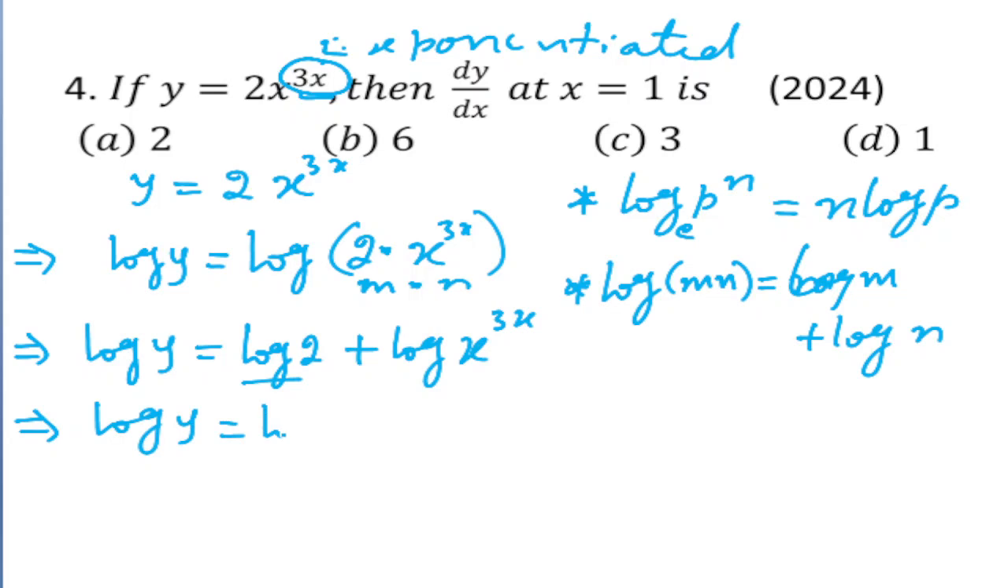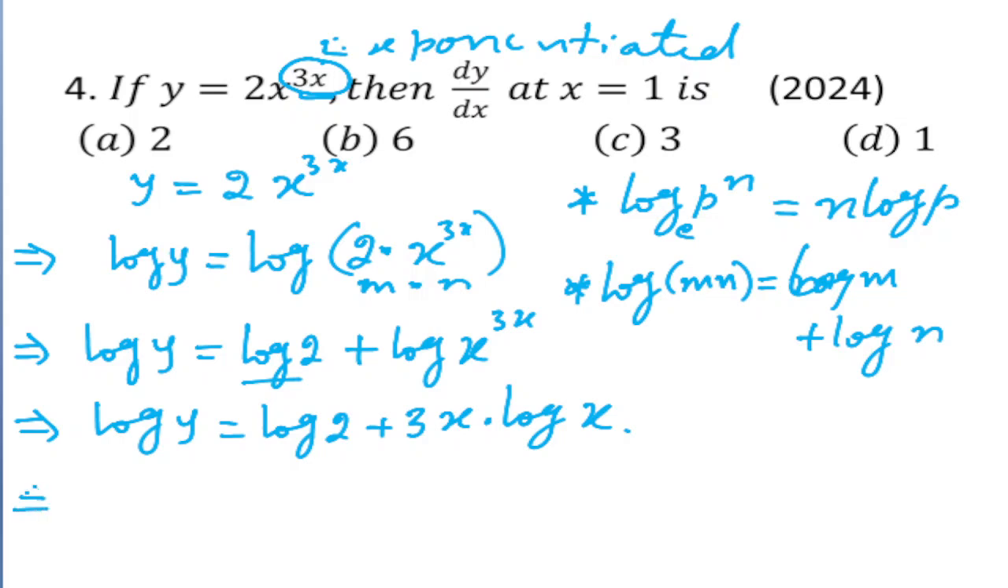The one more property here we are going to use is log p to the power n. In the power we have 3x. We'll write it as 3x into log x. Now friends, we have simplified. Now all variables are in the base. Now we can differentiate. Now let us differentiate with respect to x.